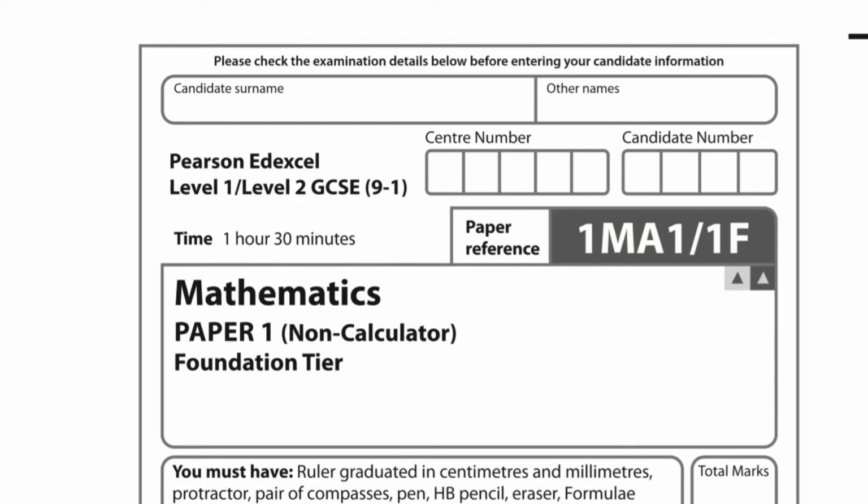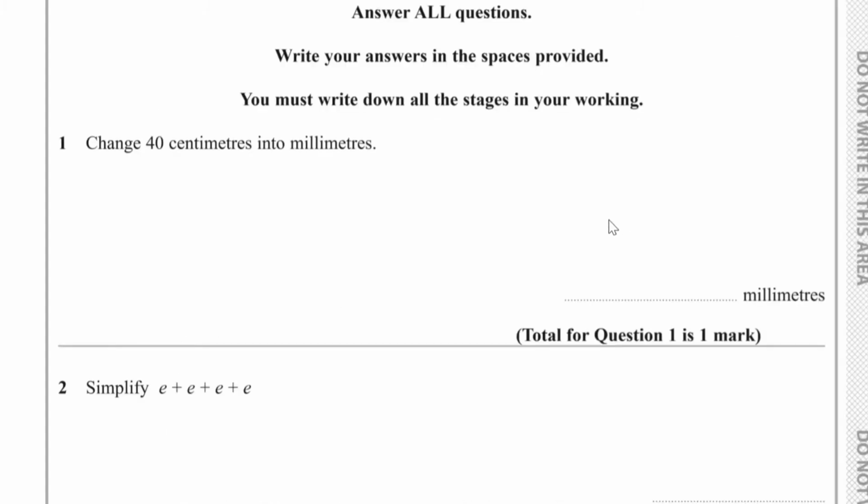This is the Edexcel GCSE 9-1 Foundation Paper 1, which is a non-calculator paper and it's from the 2022 series. Question number 1. We have to change 40 centimetres into millimetres.